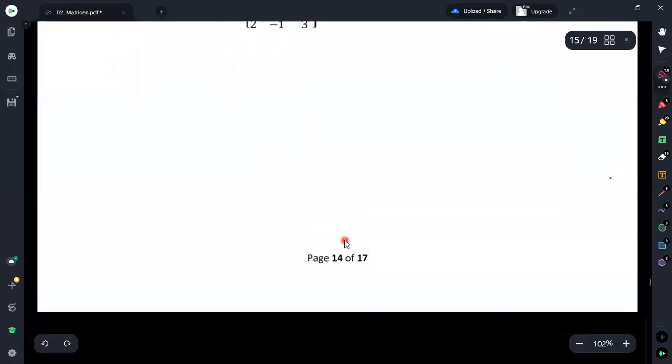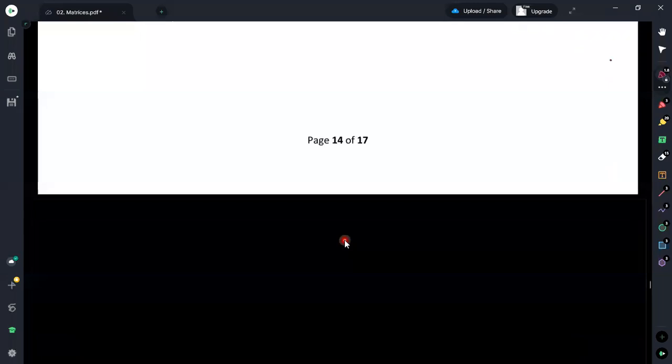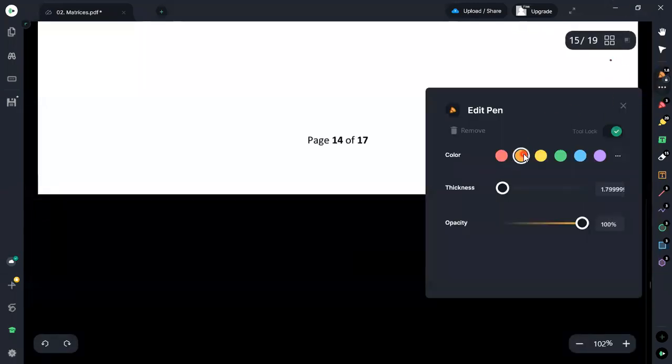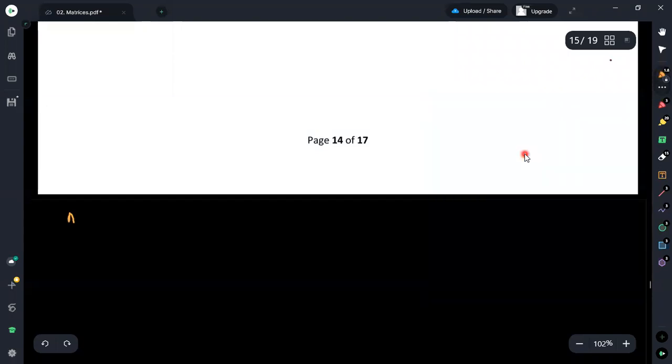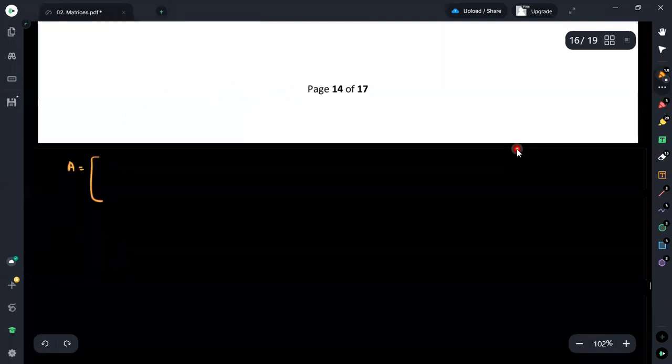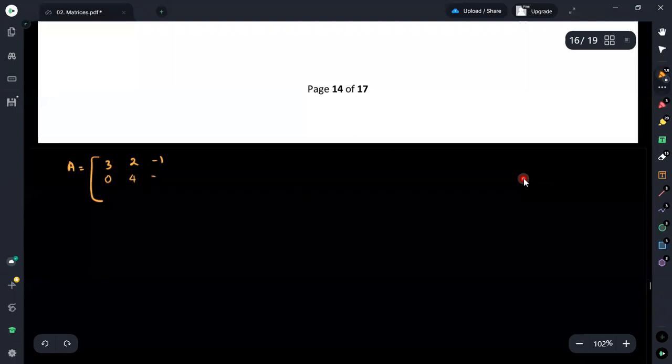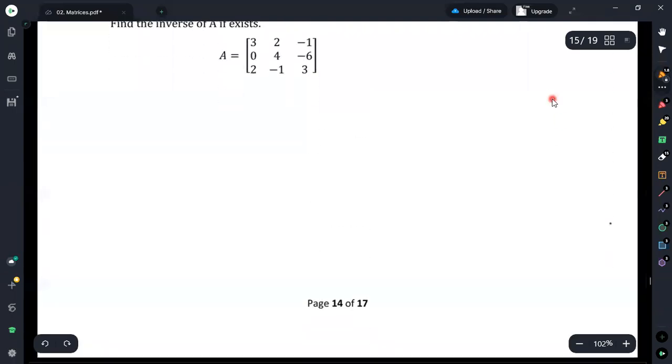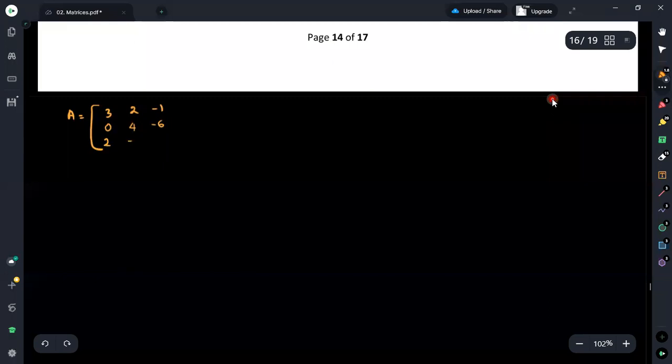If I write down the values here, the matrix A is a 3 by 3 matrix. Matrix A is given as 3, 2, minus 1, then 0, 4, and minus 6, and then 2, minus 1, 2, minus 1. Here you are asked to find what is actually meant by this, what is the value of this A inverse.